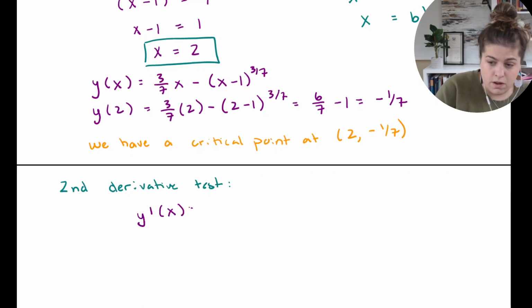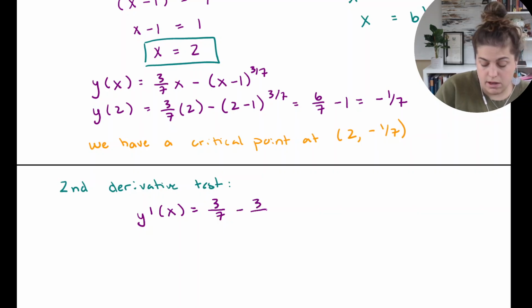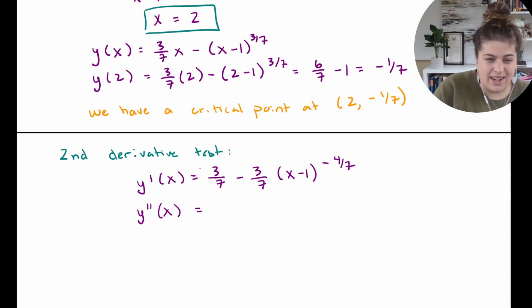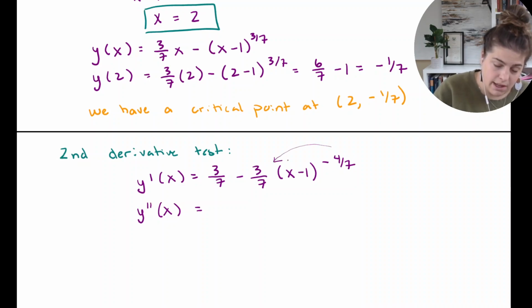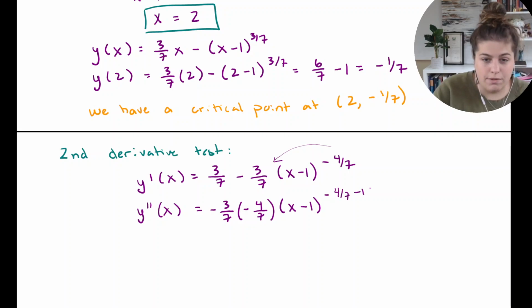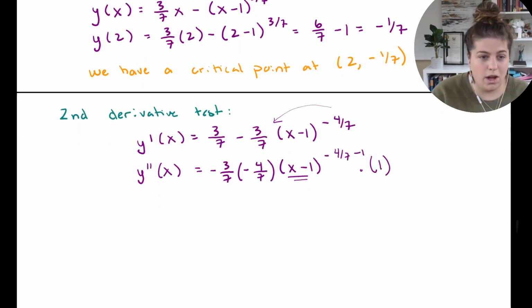That first derivative was 3 over 7 minus 3 over 7, x minus 1 to the negative 4 over 7. And so when we take that derivative again, right, 3 over 7 has no x, so it goes away. This negative 4 over 7 is going to come down and get multiplied by our coefficient of negative 3 over 7. Oh, that's 4. And subtract 1 from that exponent. The derivative of the inside for our chain rule is just 1 there.